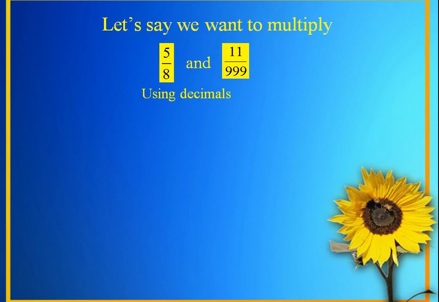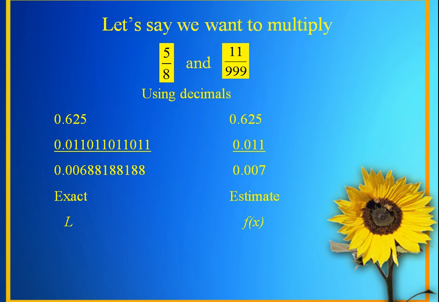Let's say that we want to multiply these two fractions, but we don't want to multiply them as fractions because that's too easy. So let's use decimals. On the left, I have the exact representation of the decimal form of these fractions. And on the right, I have an approximated decimal that I've rounded to 3 decimal places. So I have my exact answer, my L, and my estimated answer, my function. And the difference between these two, taking the absolute value of that, will equal an error in what I have calculated.